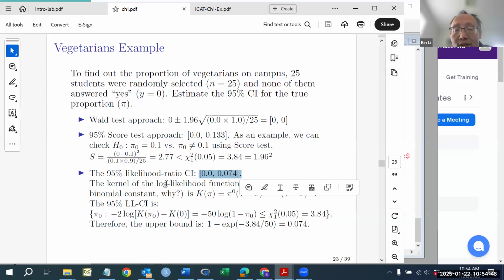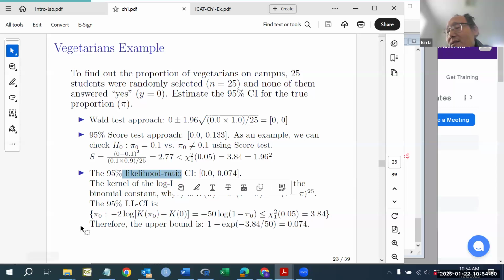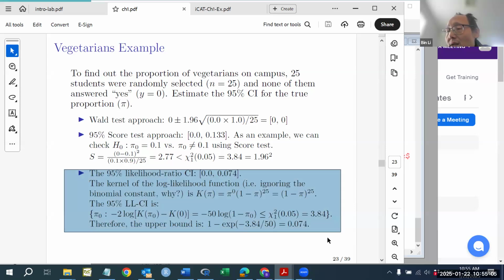So here the confidence interval based on the likelihood ratio test seems to be the best because it's from 0 to 0.074, but this one is 0.133. So this is almost double. For a small sample size case, the likelihood ratio test is the best choice over the score and Wald test. And actually the worst test is the Wald test.